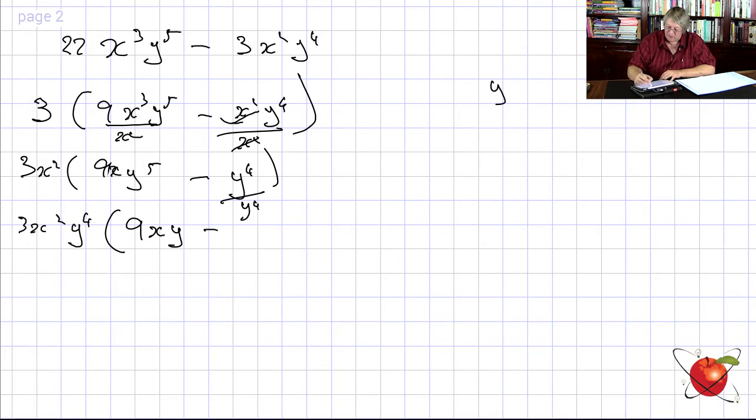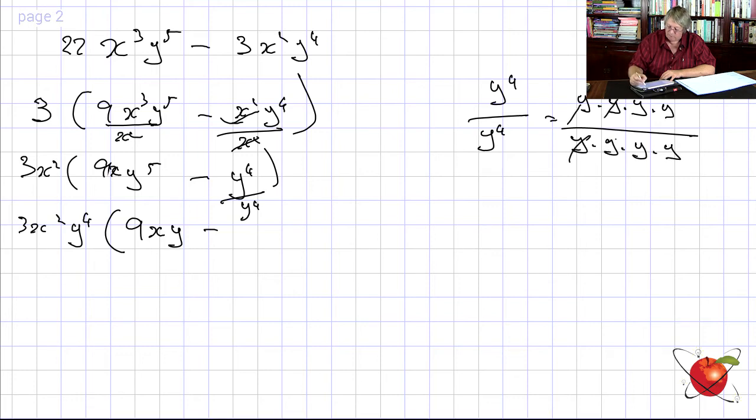What is y to the 4th over y to the 4th? It's y times y times y times y over y times y times y times y. Boom, boom, boom, boom, boom, boom, boom, boom, boom, boom. Leaves us with 1 over 1, which is 1. Okay?